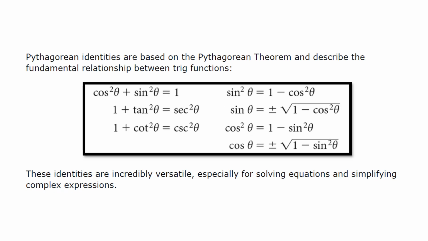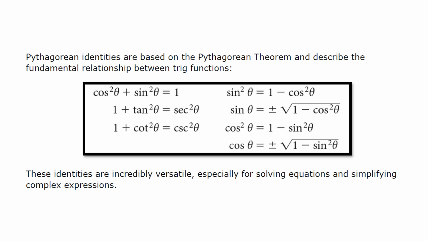The Pythagorean identities are based on the Pythagorean theorem and describe the fundamental relationship between trig functions. So the Pythagorean identity, cosine squared theta plus sine squared theta equals 1, gives us the following trigonometric identities here on the right side. So all of these are derived from this first Pythagorean identity.